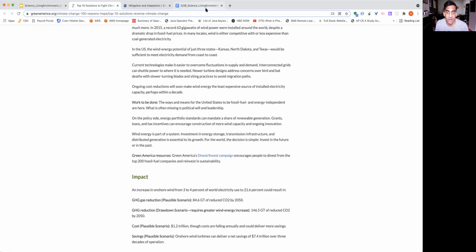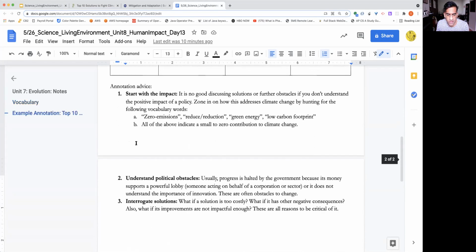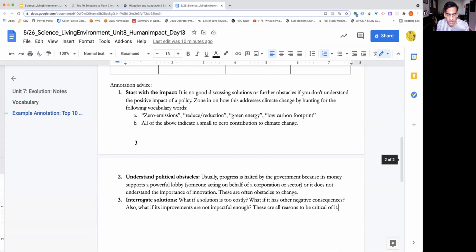And so what I've done in my document is made an example annotation according to the table that you receive in your slides. So here's the solution of onshore wind turbines, meaning we have wind-based energy, modern windmills, that is, we call them turbines, that are inland. And so they capture wind, they turn it into mechanical energy by the act of turning, and that can be used to power homes and communities. And so I'm going to start with the annotation advice that I have, and then we can look at the example of how I did it.